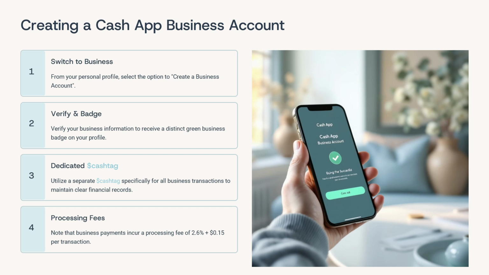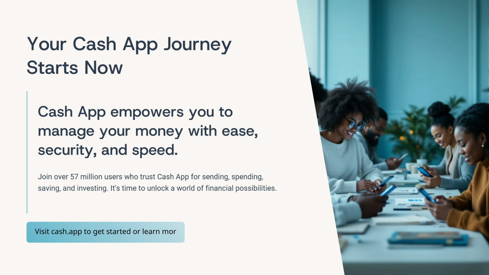Verify a badge. Verify your business information to receive a distinct green business badge on your profile. Dedicated hashtags. Utilize a separate hashtag specifically for all business transactions to maintain clear financial records. Processing fees. Note that business payments require a processing fee of 2.6% plus 0.15 per transaction. Your Cash App journey starts now.